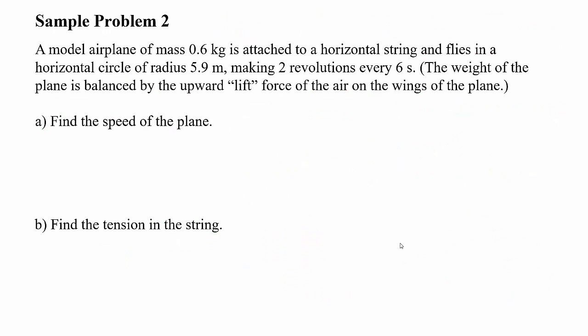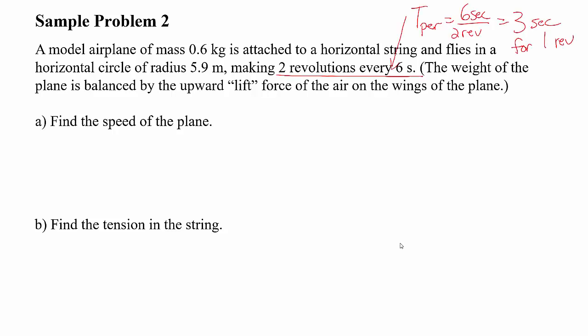This second problem is similar, except it's going to go an extra step. So we have a model airplane with a mass of 0.6 kilograms, and it's attached to a horizontal string, and it's being swung around in a horizontal circle of radius 5.9 meters. And it makes 2 revolutions every 6 seconds. The weight of the airplane, the force of gravity on the airplane, is going to be balanced by the upward lift force, and so the only unbalanced force that's acting on this airplane is the tension in the string in towards the center. So the first thing that we want to calculate is the speed of the airplane.